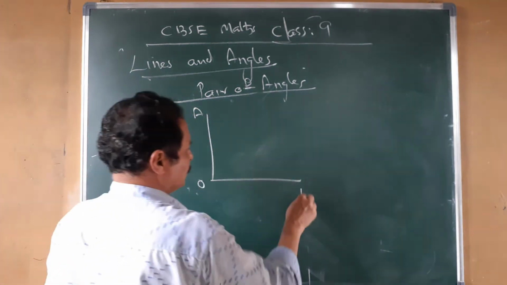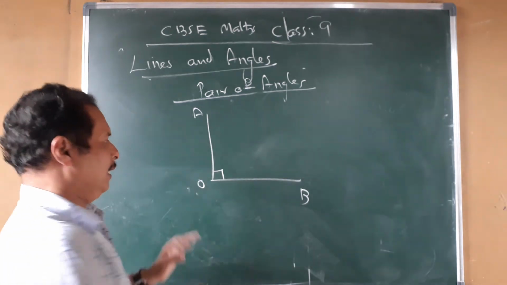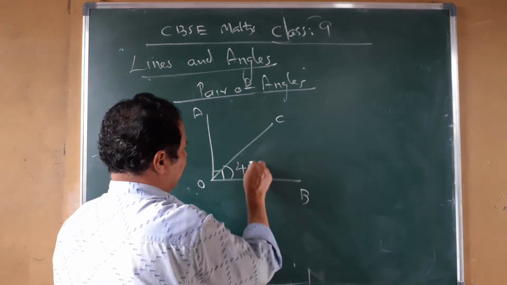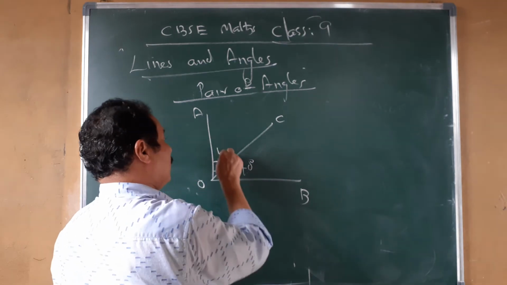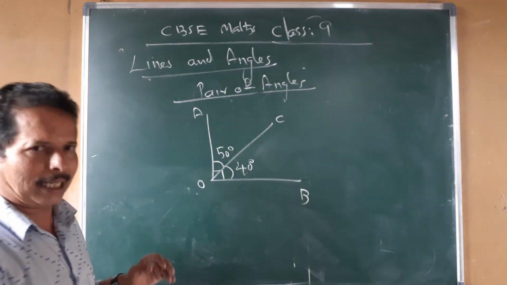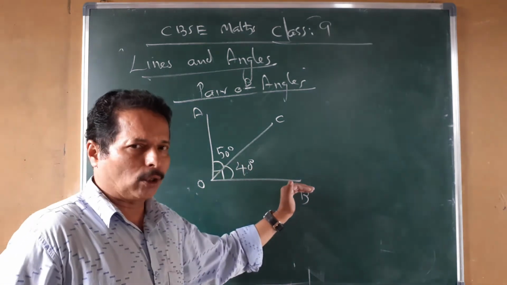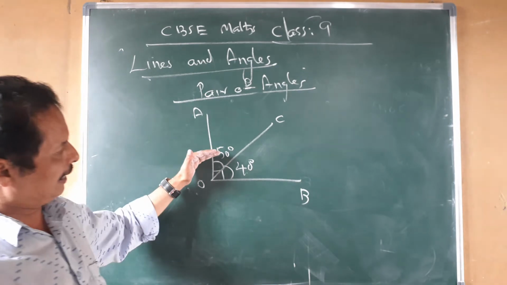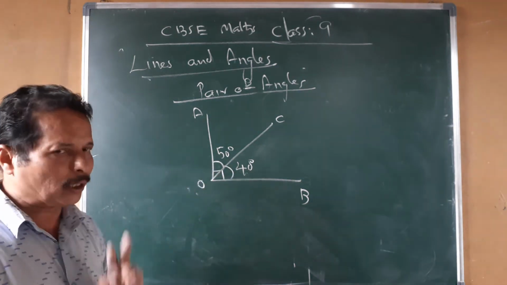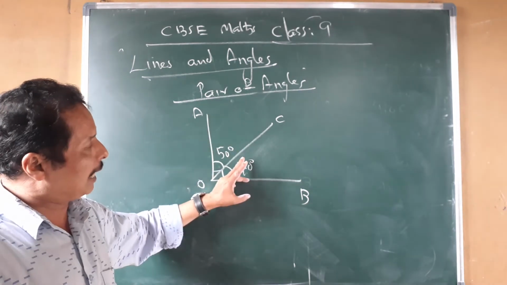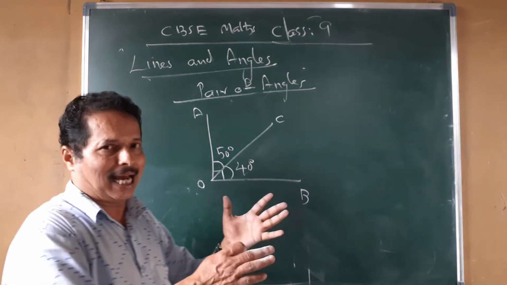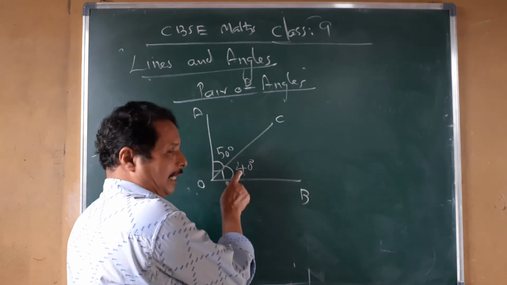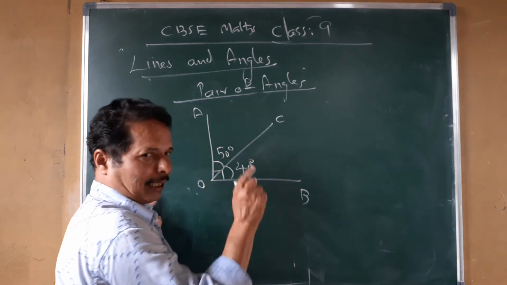In this figure, this angle is 90 degrees and OC is a common ray. If one angle is 40 degrees, automatically this is 90 minus 40 equals 50. You see the picture. Angle AOB equal to 90 degrees means angle AOB is a right angle. One of the angles is 40, automatically the other one is 50. 50 plus 40 equals 90. So these two angles together form a right angle.